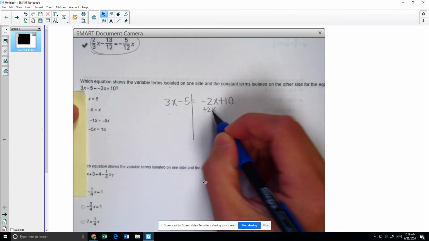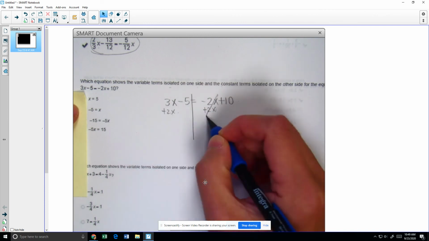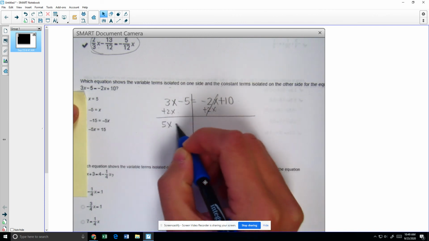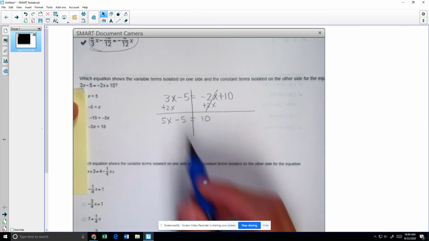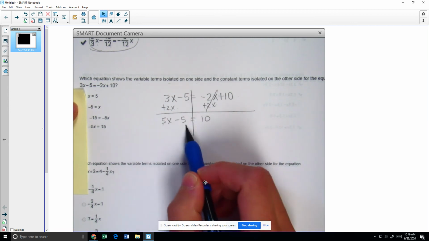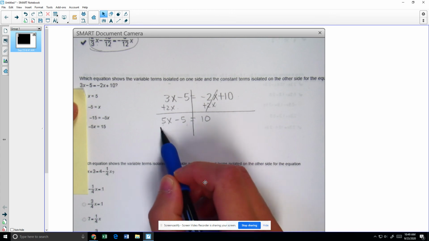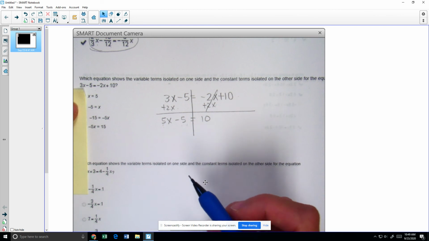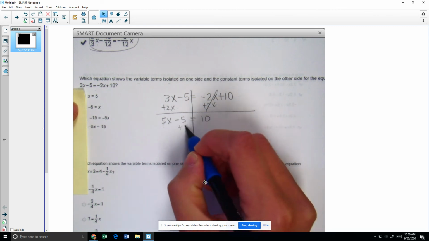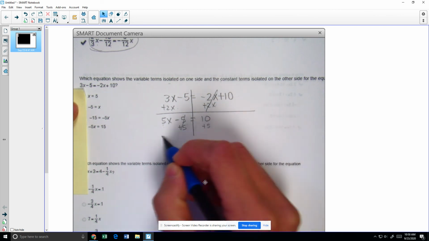So I'm going to add 2x to both sides. So I have 5x minus 5 equals 10. Okay, so now I'm either moving this 5 or that 5. Do you think I'm moving the 5 connected to the x or not connected to the x? Brooke? Not connected to the x because that's the rule. We always want to do it so it's not connected.